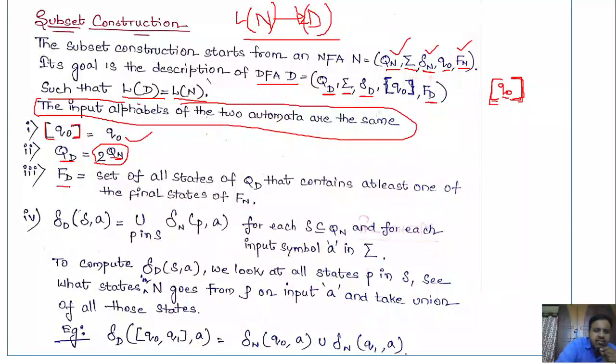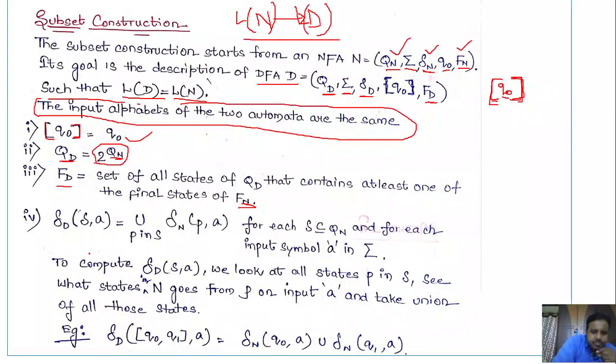FD is the set of all states of QD that contain at least one of the final states of Fn. That means FD, the final states in the DFA, contains at least one member of Fn.